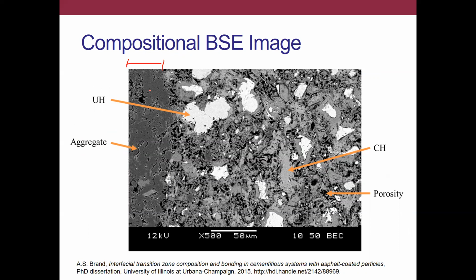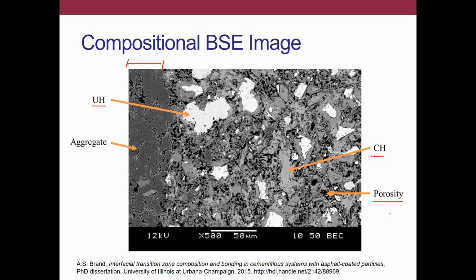Everything that's a sort of light gray is calcium hydroxide. We abbreviate that CH. I should also note that unhydrated cement, we abbreviate UH. Everything black is epoxy, so those are pores, because again, we have to backfill the pores in the microstructure to stabilize it, so that it doesn't break down upon polishing.